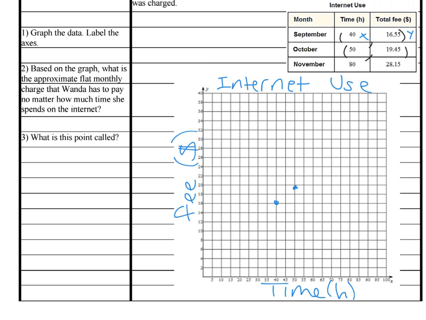Then the next point would be over 80, and then up to about 28-ish. Just doing about, doesn't have to be perfect. 28, so about here. Based on the graph, what is the approximate flat monthly charge that Wanda has to pay no matter how much time she spends on the internet?